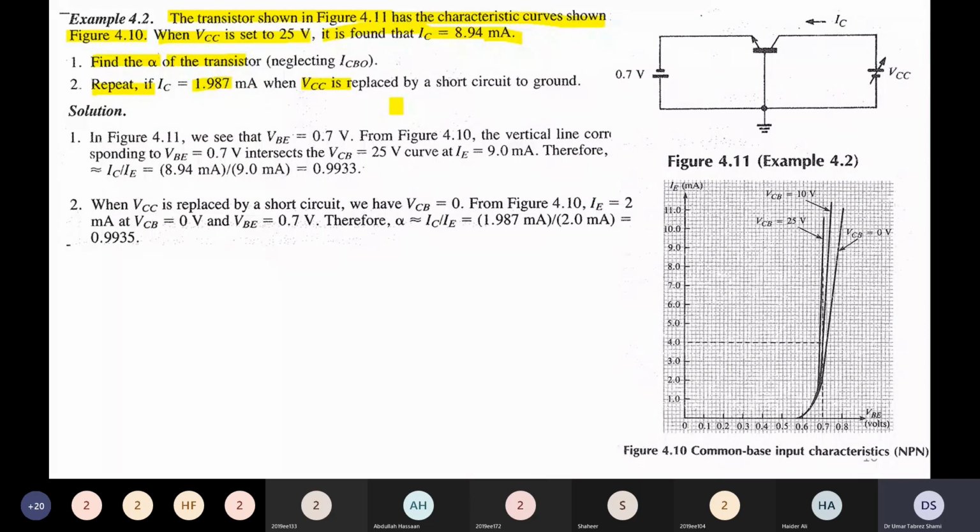So in example 4.2, we have the circuit shown in figure 4.11. Let us first look at figure 4.11. Here is the base terminal, then this is the emitter terminal, and this is the collector terminal. We have to find alpha. Alpha is the relationship between collector current and emitter current. Here is the collector current, and from the emitter we will have the emitter current.